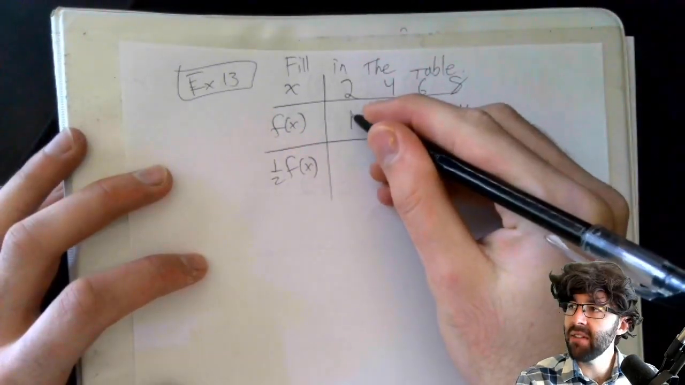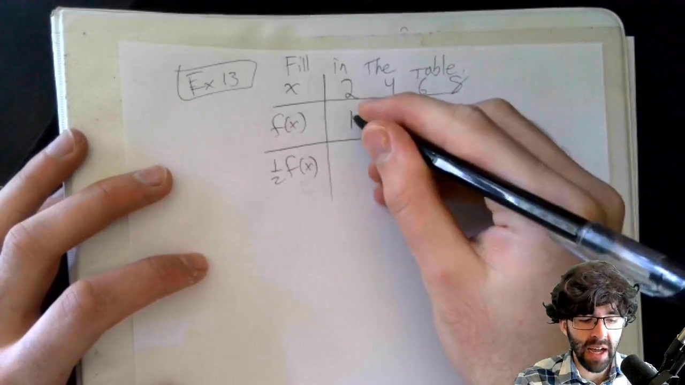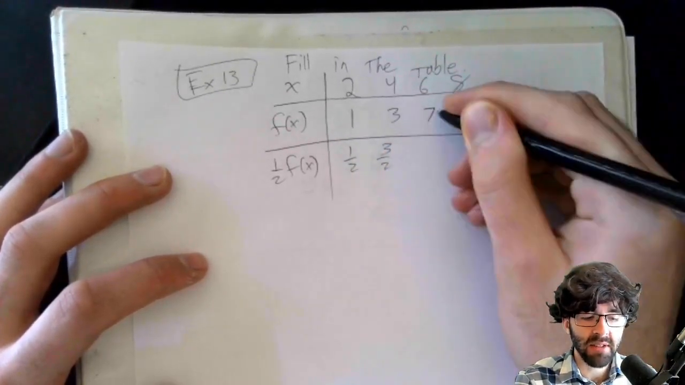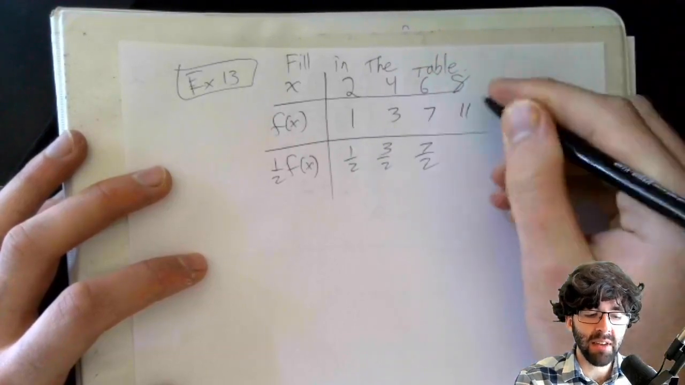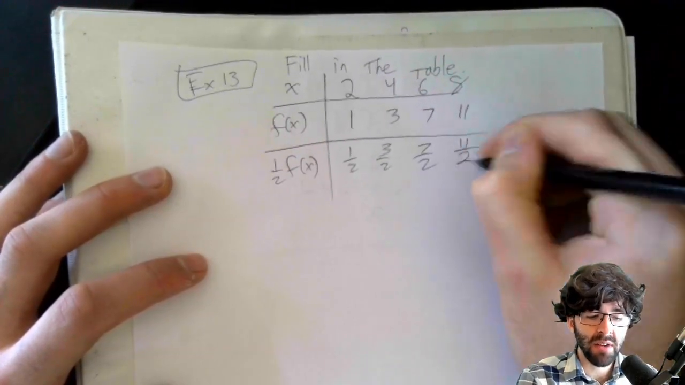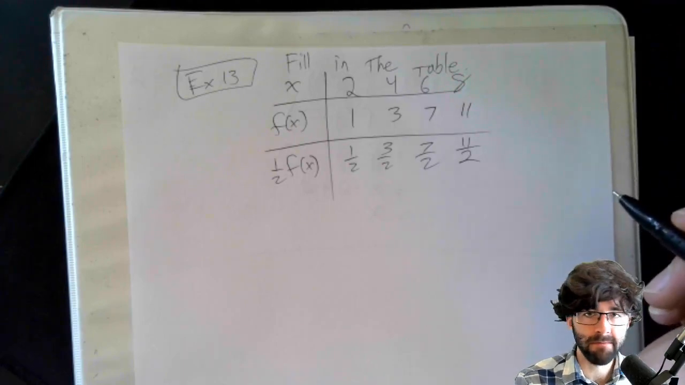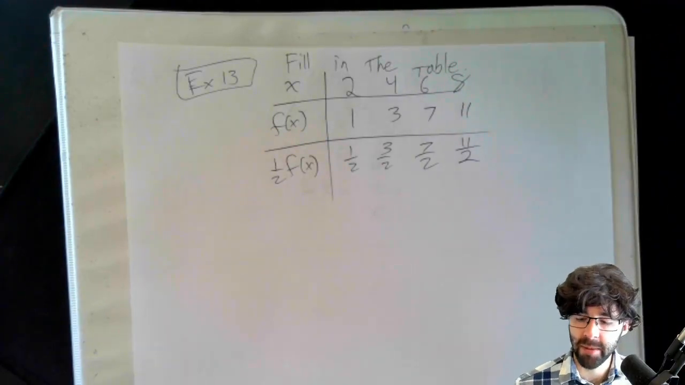So we have the y value. Yeah, good, Delaney. We have the y value, so it becomes 1/2. Have the y value, 3/2. Have the y value, 7/2. Have the y value, 11/2. Okay? Just another way to view these problems.